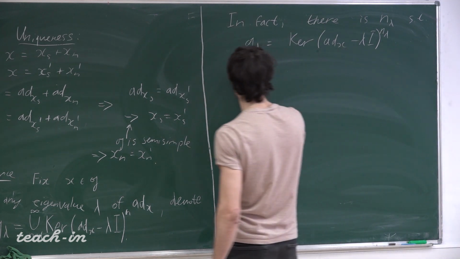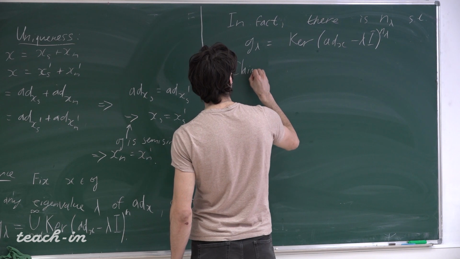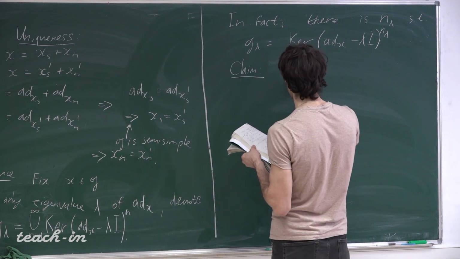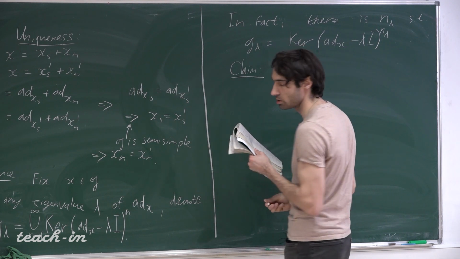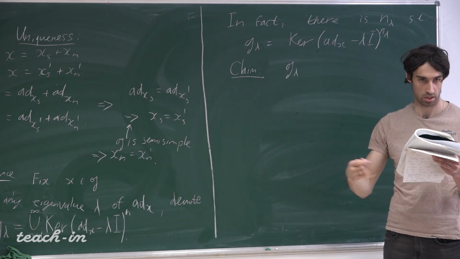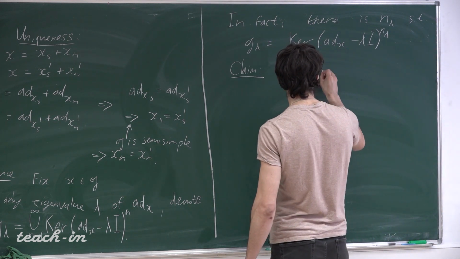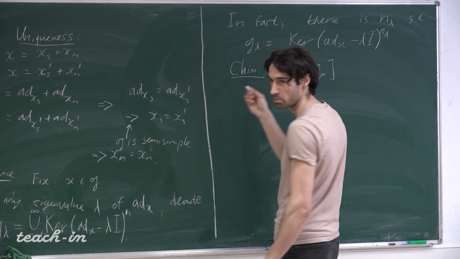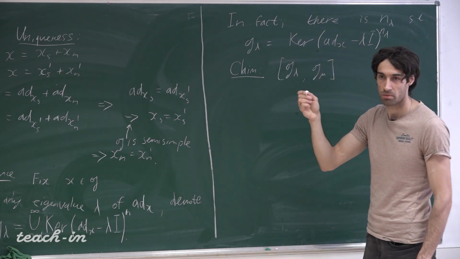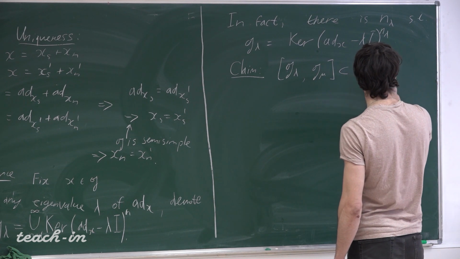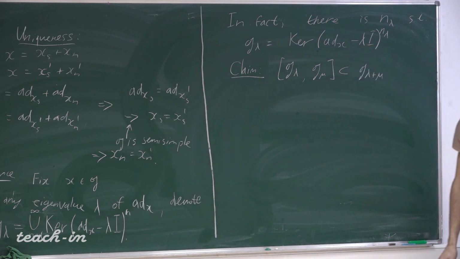So we actually claim the following: if I take G lambda, it's not a subalgebra, first of all, but it's some subspace, right? And I can consider still a commutant, right? This is another vector subspace. Makes sense, right? So I claim that this is inside G lambda plus mu. So let's prove this.